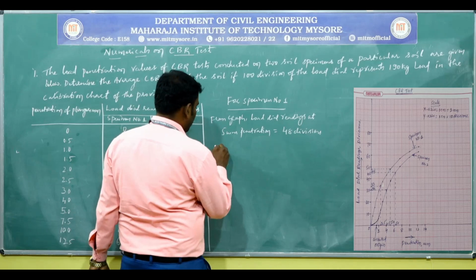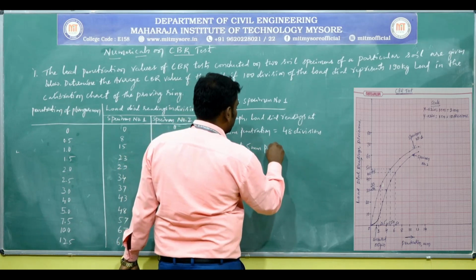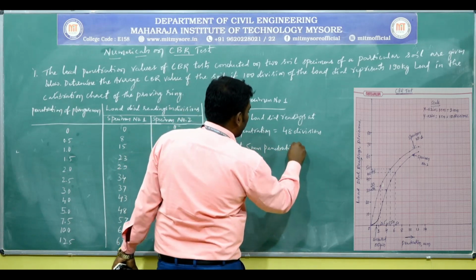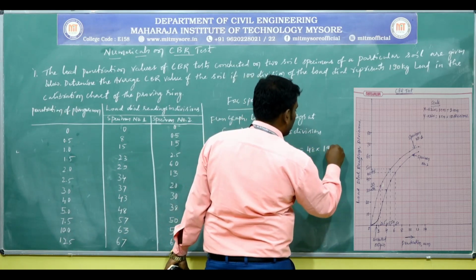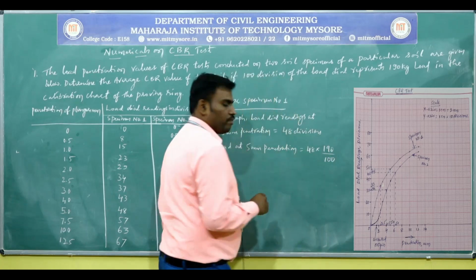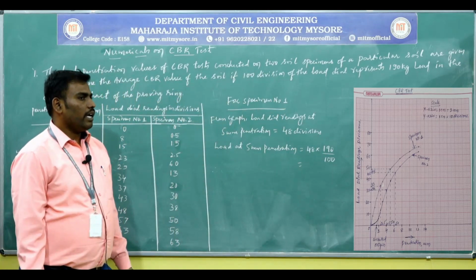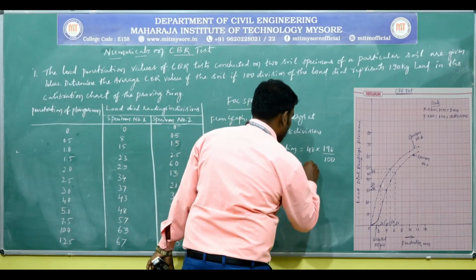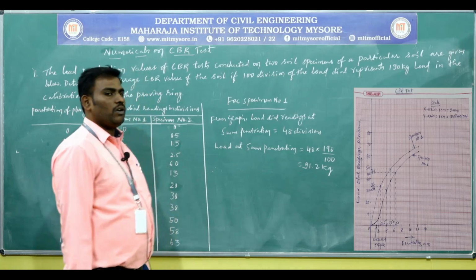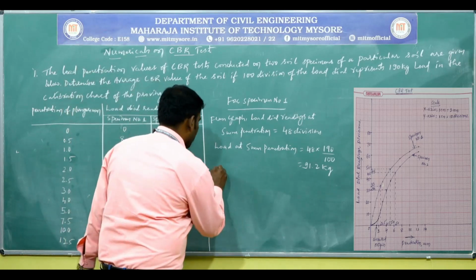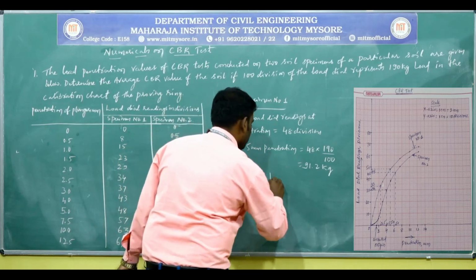Then the load at 5 mm penetration is equal to 48 multiplied by 190 divided by 100. Okay, 48 multiplied by 190 divided by 100. This will give about 91.2 kg.